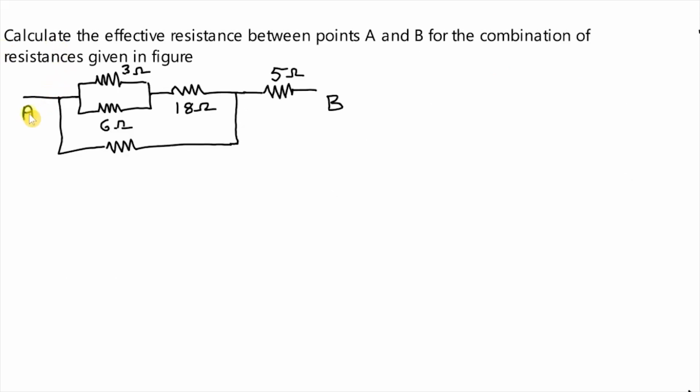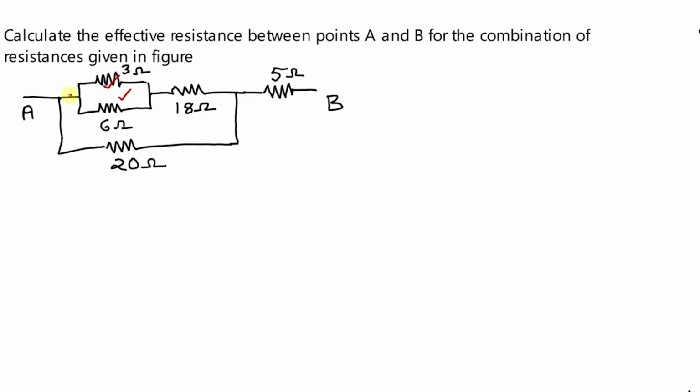In this problem, we are asked to calculate the effective resistance between A and B, in which resistances are connected in parallel, which is coming in series with this 18 ohm, and this combination is coming in parallel with this one, and then this much combination is going in series to this 5 ohm resistance. First we will take 3 ohm and 6 ohm which are connected in parallel.